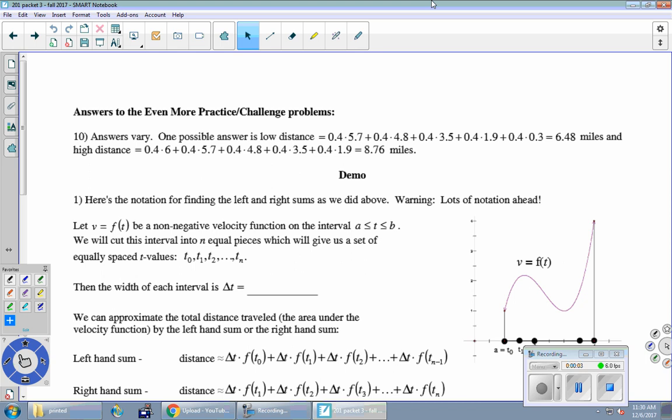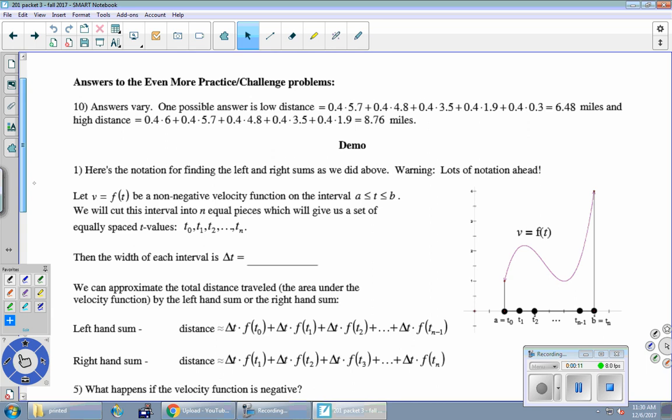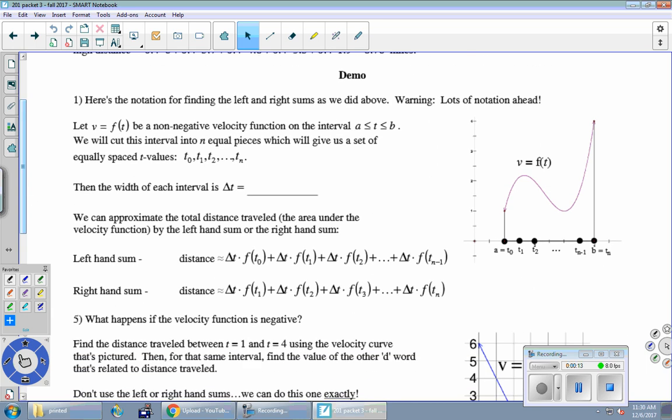Okay, so we've made lots of good progress there on the activity, and we're going to bring everything to a head here and generalize what we did with our demo. Number one, here's the notation for finding the left and right sums as you did in the activity. Warning, lots of notation ahead. Okay, so let's take a look at our picture.